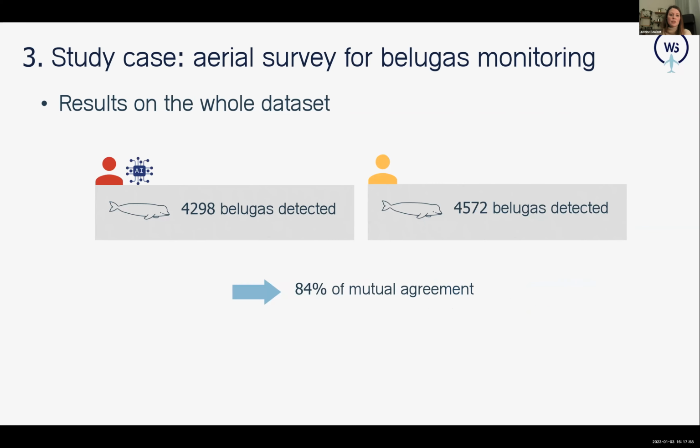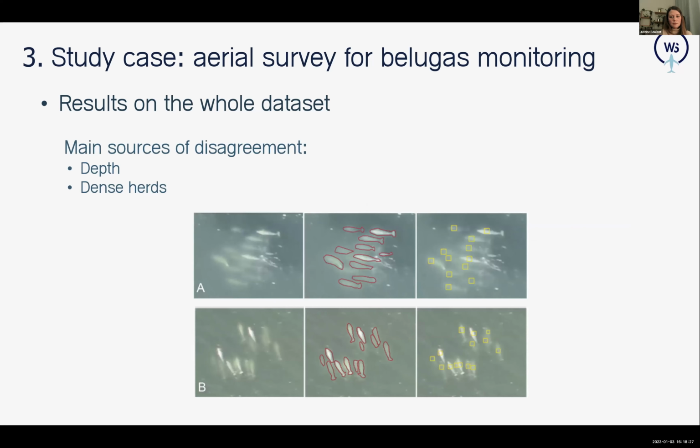Here you have the results on the whole dataset. On the left, the number of predictions using the Mobius pipeline, and on the right, the number of detections from DFO's photo analyst. The gap between the 2 analyses is a little more than 270 belugas in absolute numbers. And for the mutual agreement, we reach 84% of mutual agreement.